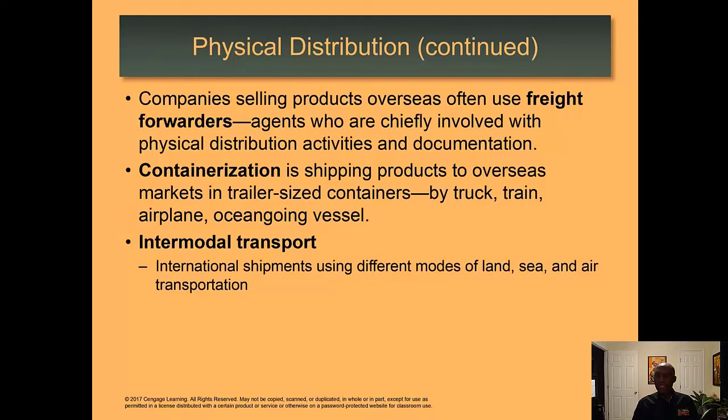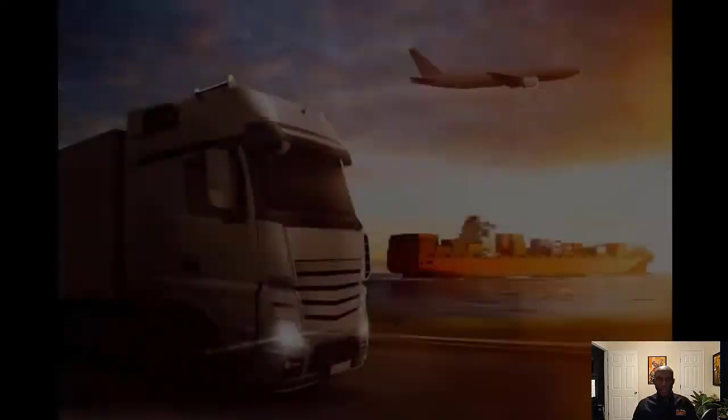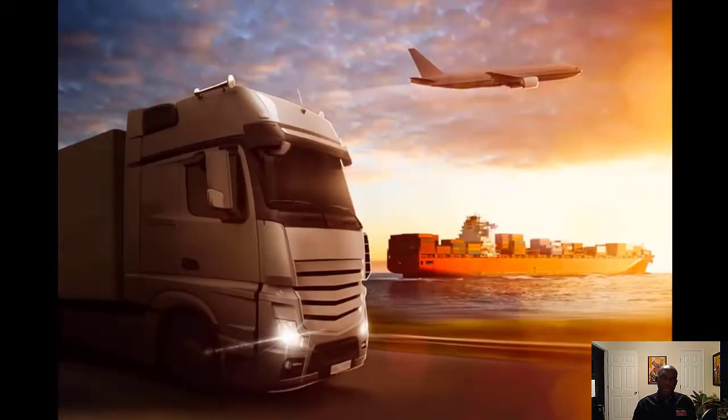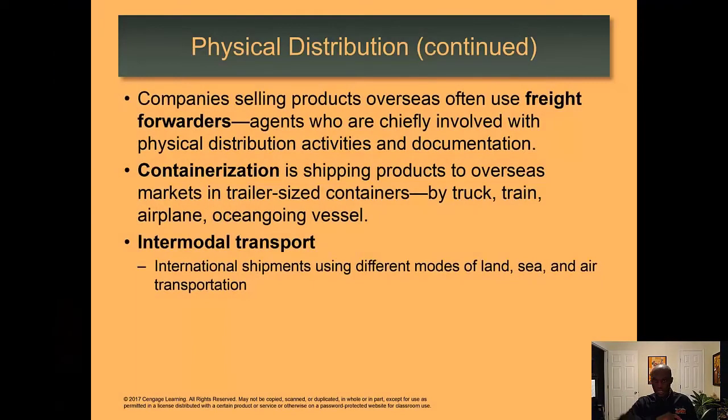Containerization. You've seen these containers on ships. They're stacked up. You've seen them on the back of trains. You've seen them on the back of an 18-wheeler. The cargo is what makes it an 18-wheeler. And you've seen these trucks taking cargo across the highway. And then you have intermodal transport, which is where you're trying to figure out the most efficient way to get your products from point A to point B.